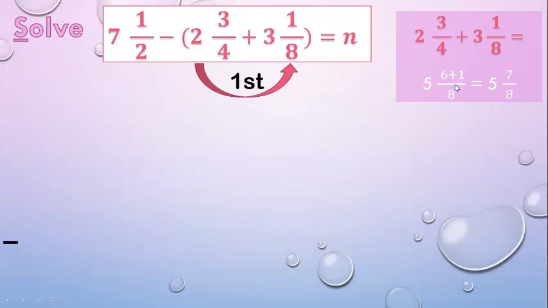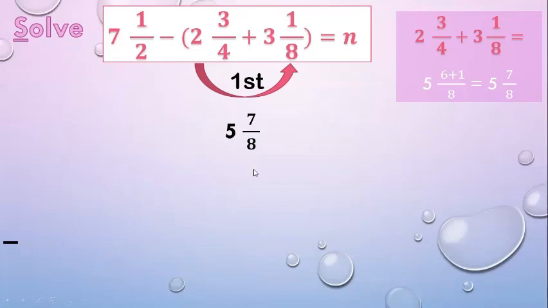I'm using the LCD. So you have whole number 5. 6 plus 1 is 7. And copy the denominator, which is 8. So this is the sum of the afritada and menudo. Okay, there you have it. So the sum is 5 and 7/8.